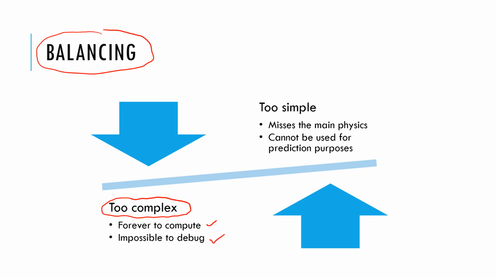On the other hand, if we make the model too simple, it could miss the main physics. Then there is like no point in doing the model. It doesn't represent the reality. Or if we simplify it too much, it cannot be used as effectively for prediction purposes because it doesn't work for a larger range of parameters and so on.